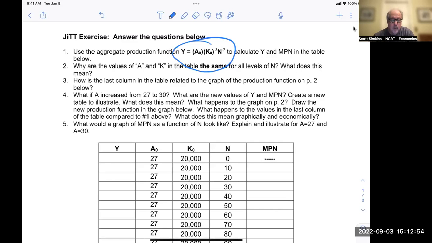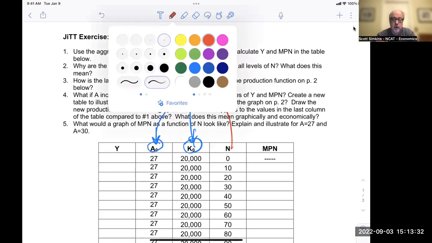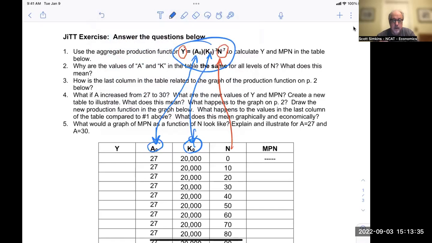So we have values for A naught and K naught, 27 and 20,000 for those values. So that will go in here, that will go in here. And what we're really looking at then is the relationship between N and Y. So if we know N, we plug an N in, we know what A and K are, and we've got all the numbers on the right-hand side. We can figure out what Y should be in that case.